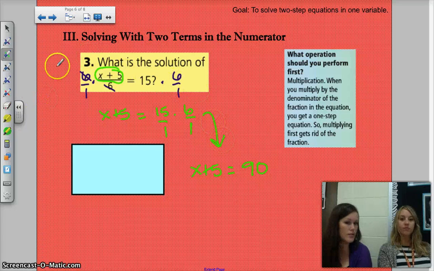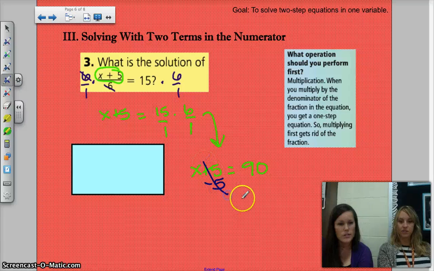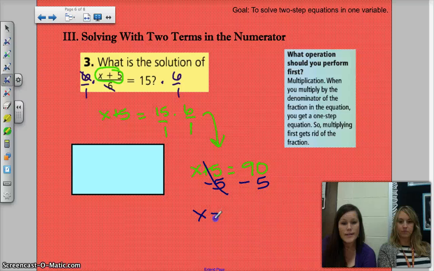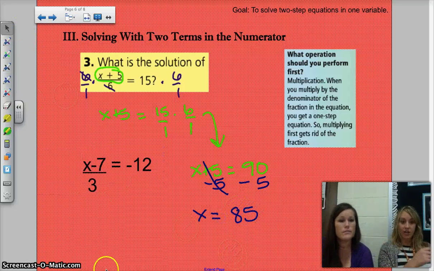Now I have a one-step equation. So you have to undo the addition that's next to the x. Opposite of addition is subtraction, or inverse operation. And I'm left with x equals 85. Perfect. And again, guys, you can go back and check that.